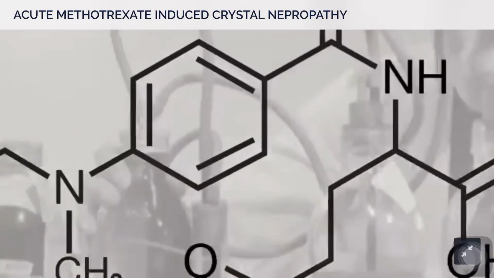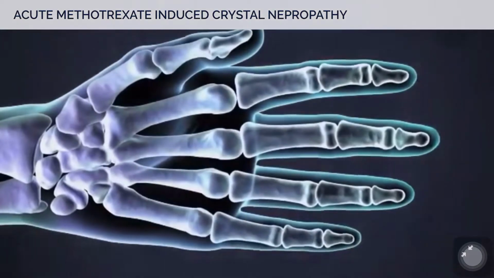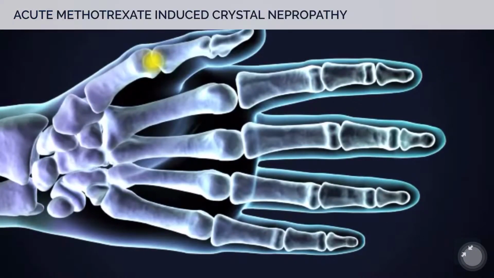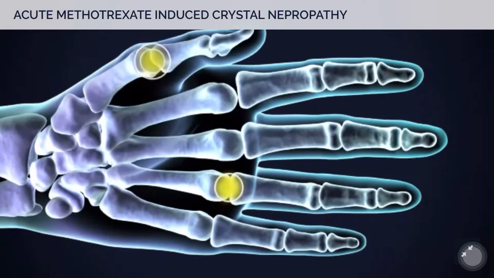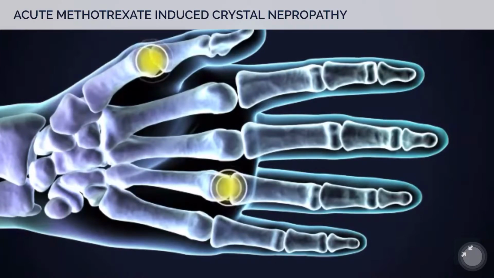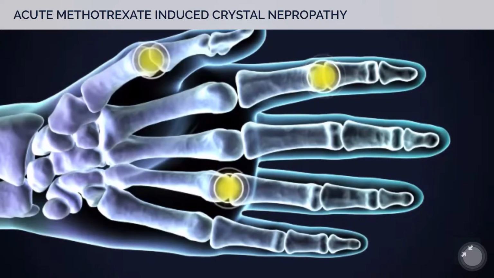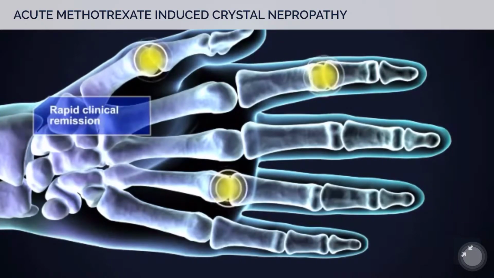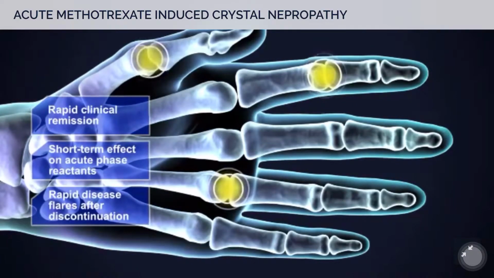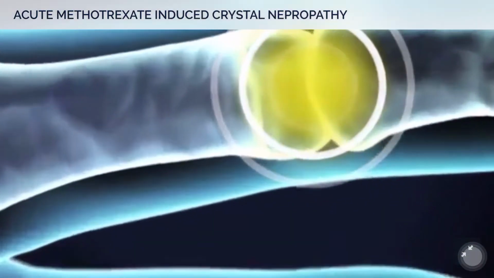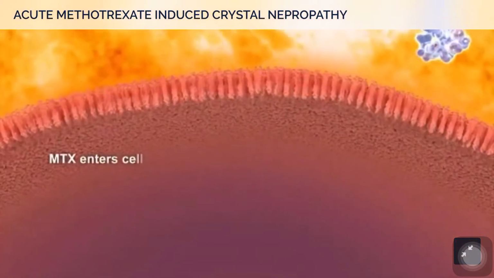Interestingly, the precise mechanism for how MTX works in rheumatoid arthritis has not yet been fully elucidated. However, a growing body of evidence suggests the mechanism of action of MTX in rheumatoid arthritis might be its anti-inflammatory effect rather than its anti-proliferative effect. These anti-inflammatory mechanisms may result in clinical effects such as rapid clinical remission, short-term effect on acute phase reactants, and rapid disease flares after discontinuation. Let's take a closer look at how the anti-inflammatory response might occur based on preclinical studies.